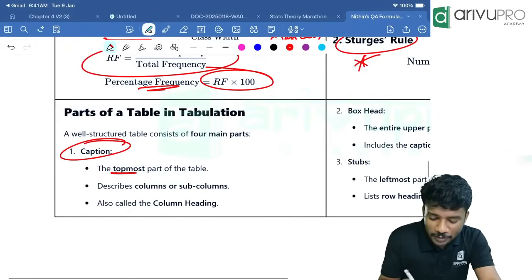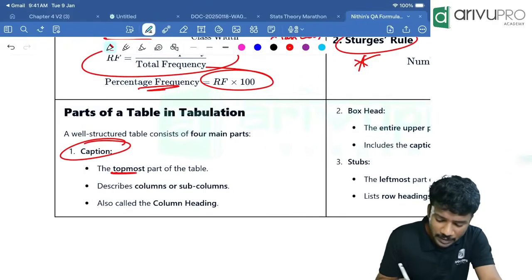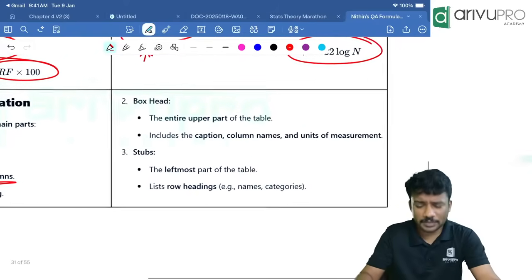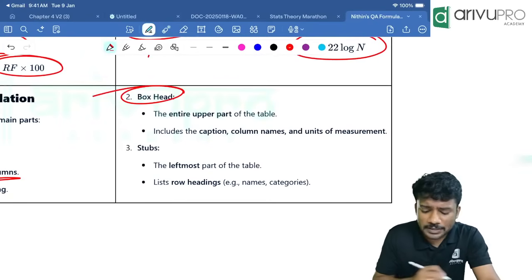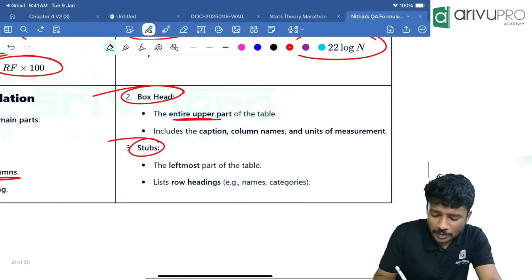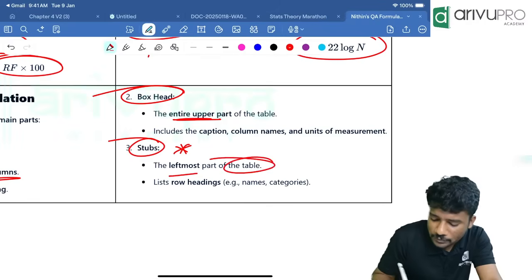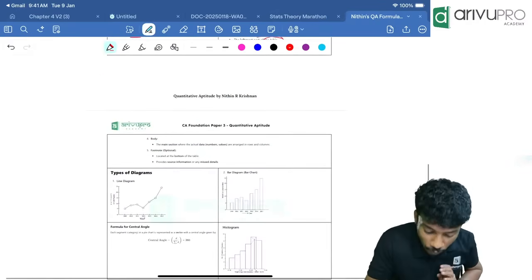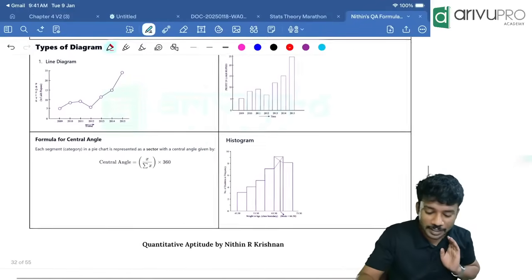Caption is the topmost part of the table, which describes columns and sub-columns, and it is called the column heading. Then box head is nothing but the entire upper part. Then stub is the leftmost part of the table, called the row heading, and it describes the row. Everyone, you know these diagrams, right?